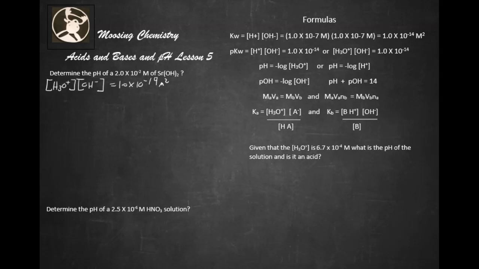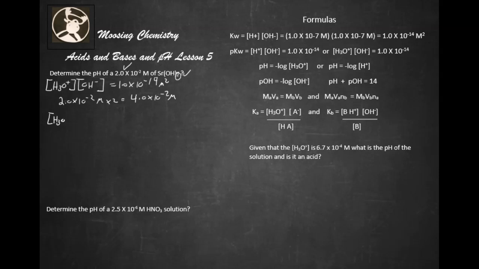All right. Look at this, we have a 2 right here. See that 2? That means we have to multiply this number by 2, so we're going to do that first. 2.0 times 10 to the negative 2 M times 2 gives me 4.0 times 10 to the negative 2 M. Now we're ready. That's going to be our OH ion, because it's a base.